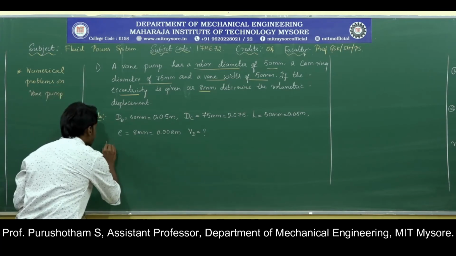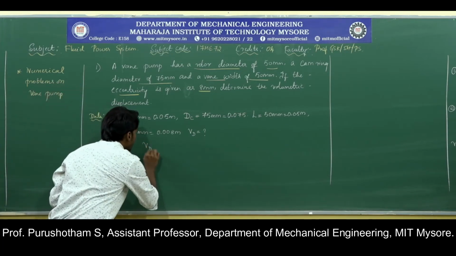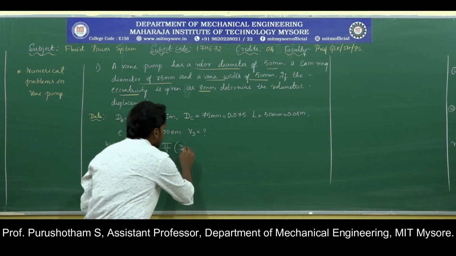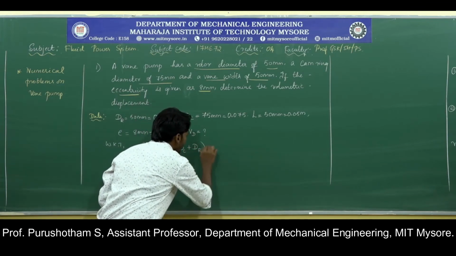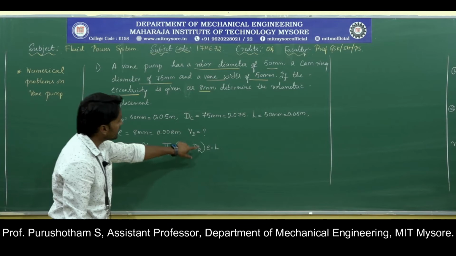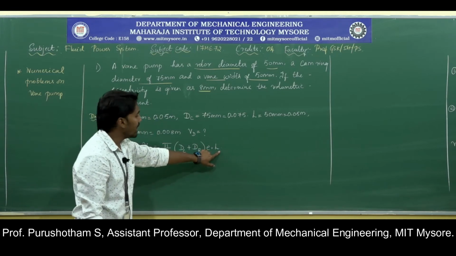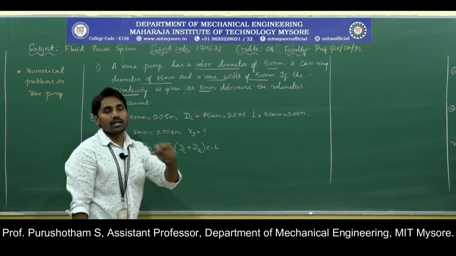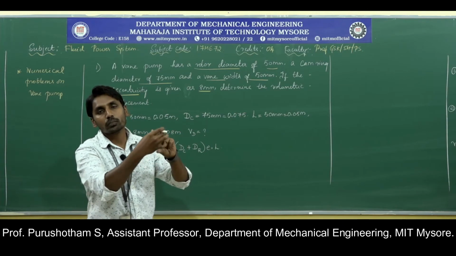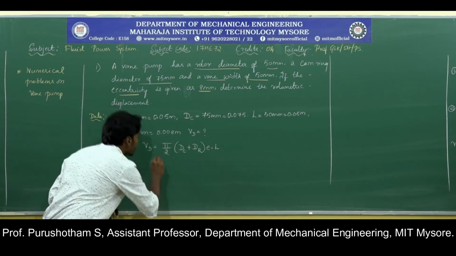We know that the actual volumetric displacement is given by Vd equal to pi by 2 times (dc plus dr) E into L, where dc is the diameter of the cam ring, dr is the diameter of the rotor, E is the eccentricity, and L is the width of the rotor as well as the width of the vane. Because the vane is placed in the radial slot of the rotor, the width of the rotor and the width of the vane are the same. So I am going to substitute the values here.